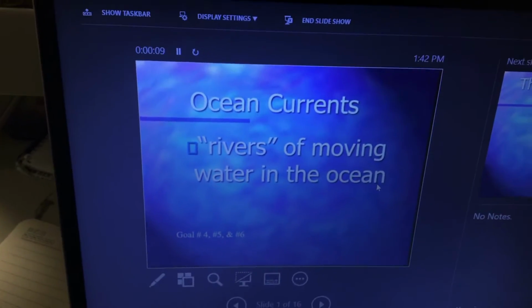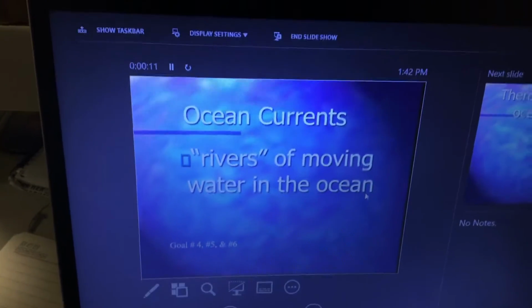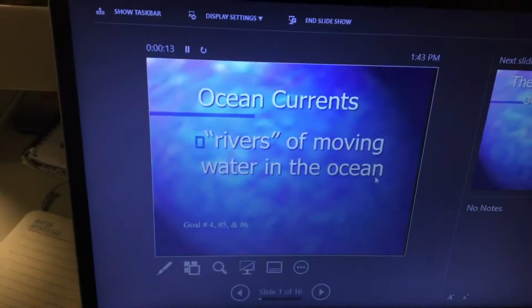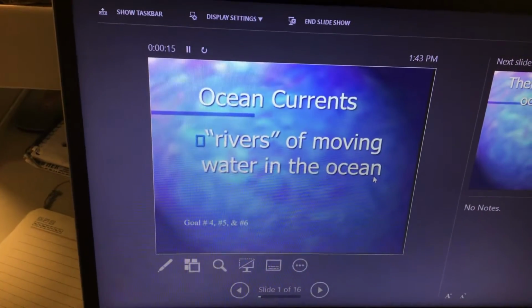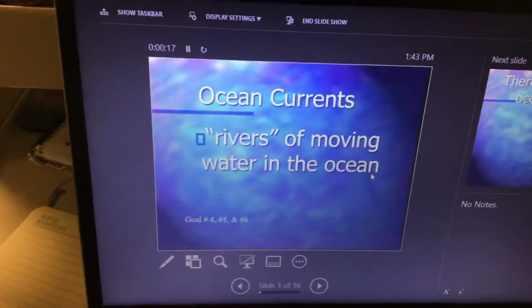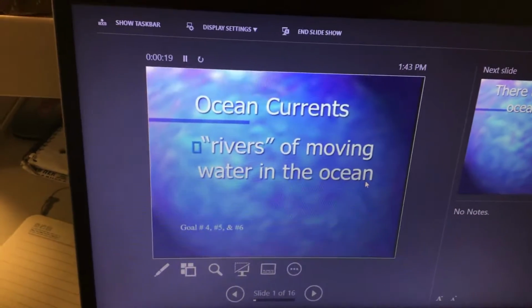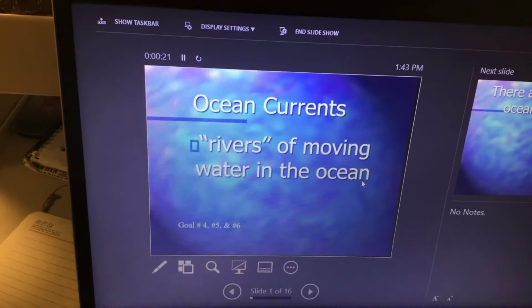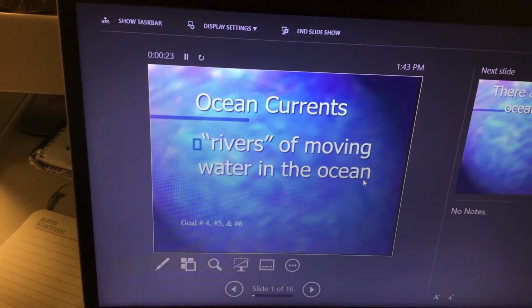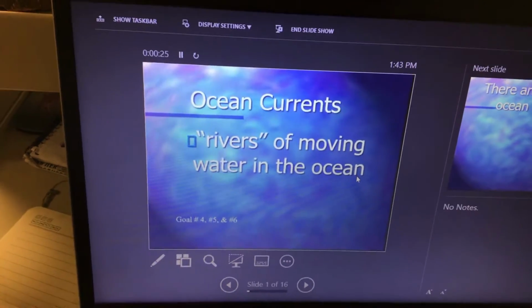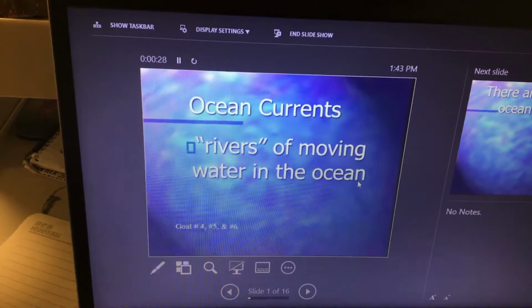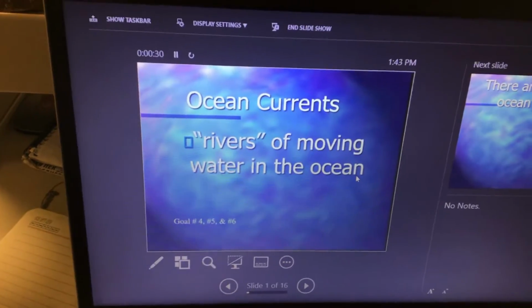Today we're going to talk about ocean currents. Okay? An ocean, what you need to know is it's a lot like the atmosphere. The atmosphere has air masses moving and bumping into each other and rising and all that stuff. Well, ocean water is the same way.